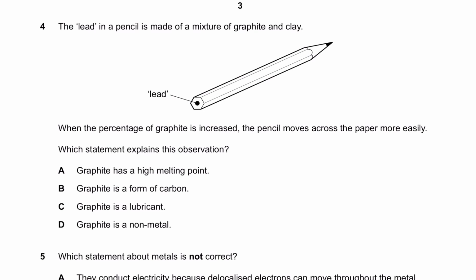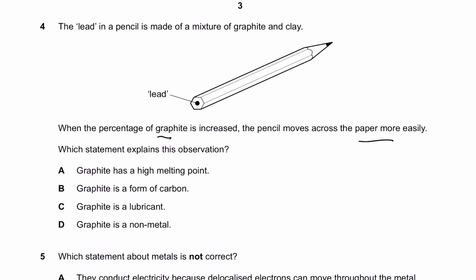Question 4 says the lead in a pencil is made up of a mixture of graphite and clay. Obviously, if you increase the percentage of graphite, this lead would be a little more slippery. That's how sketch brushes are actually made. Sketch brushes, not sketch pencils, right? So you use different percentages of graphite in them. And if you increase the percentage of graphite, the pencil will move more easily across the paper.